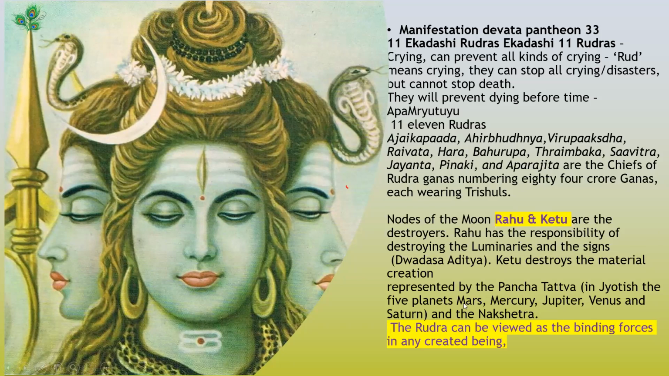And the Pancha Tattvas in Jyotish, again I'm repeating this: Mars, Mercury, Jupiter, Venus, and Saturn stand for the 5 great elements. So basically, the Rudras can be viewed as the binding forces in any created being. They help you overcome premature death, excess of sorrow, disabilities of every kind, and disasters. That is how they help us, but they have to do the job. The great serpents also fall under the category of Rudra.